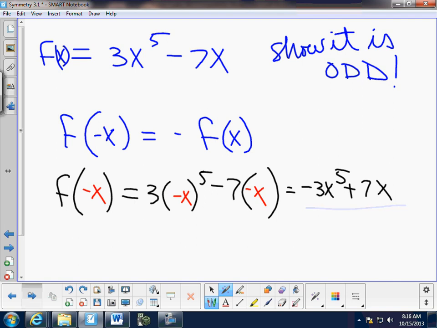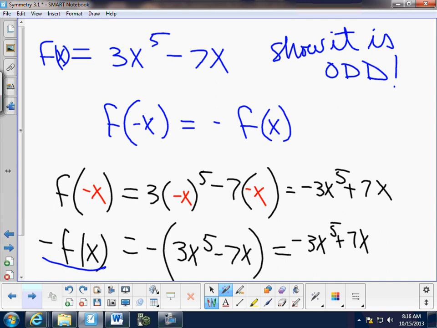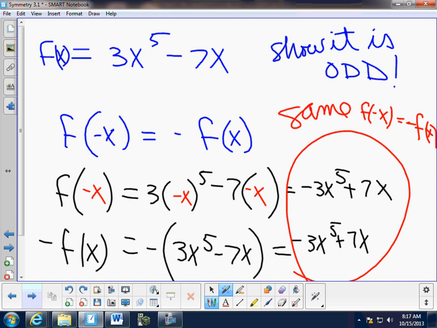Then I'm going to find negative f of x. That's the other side of the equation, right? Hey, looky there. What do you see? They're the same. It's the same thing.